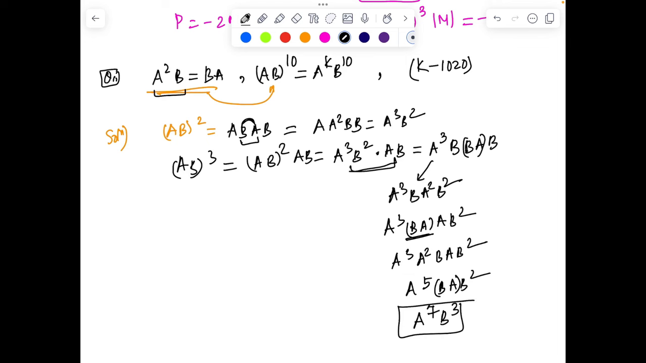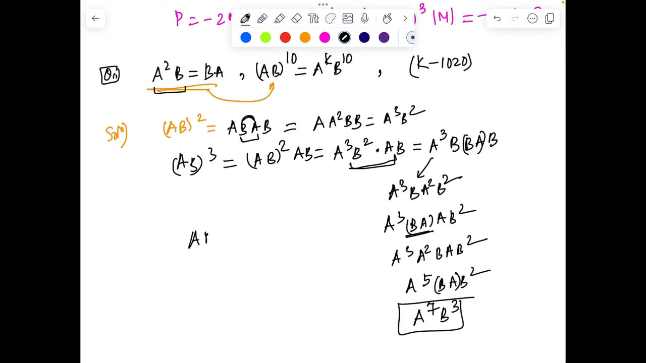I hope now you are getting the pattern. So we have A 5, BA, B square. So can you see what's happening? BA is again A square B. So A to the power 7, B.